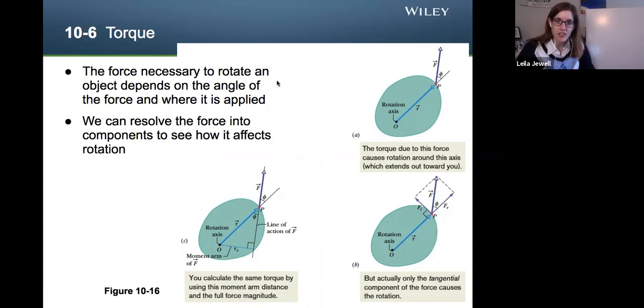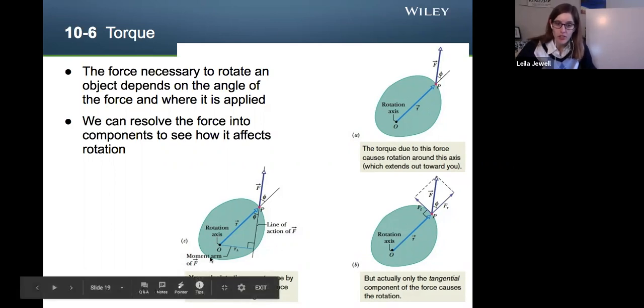The key being, torque is our rotational equivalent of force, but it's looking at how it can cause a rotation, a force that can cause a rotation. And as we discussed with the door, it depends on both the angle of force, how you're applying it, and where you apply that force. So we could resolve our force into components to see how it affects rotation. So here's an example with another, we'll call it another egg. There's this nice teal egg here that has a rotation axis that's fixed in place over here.